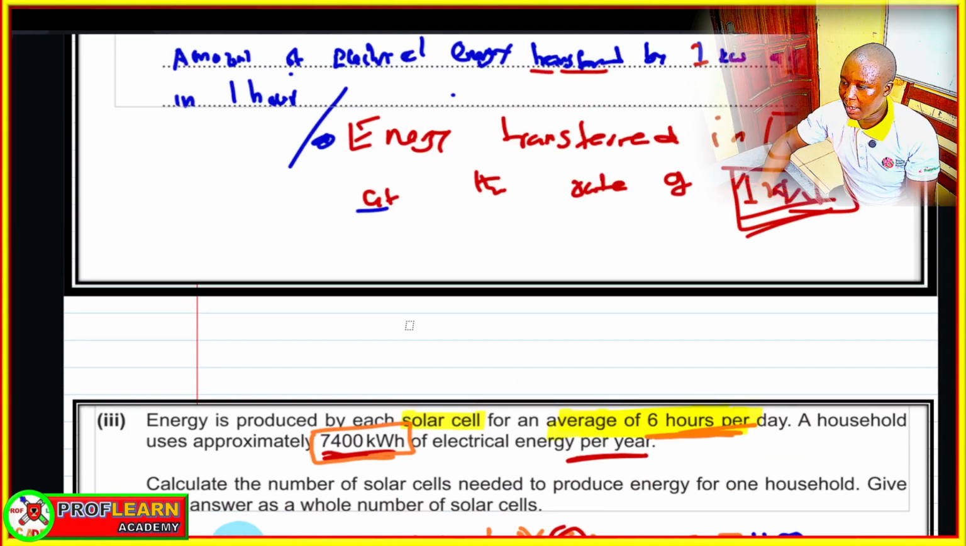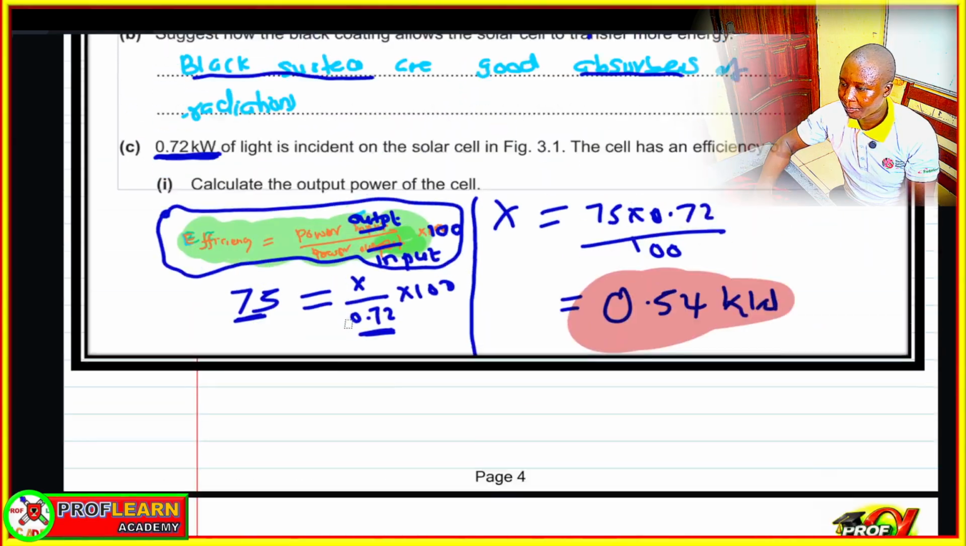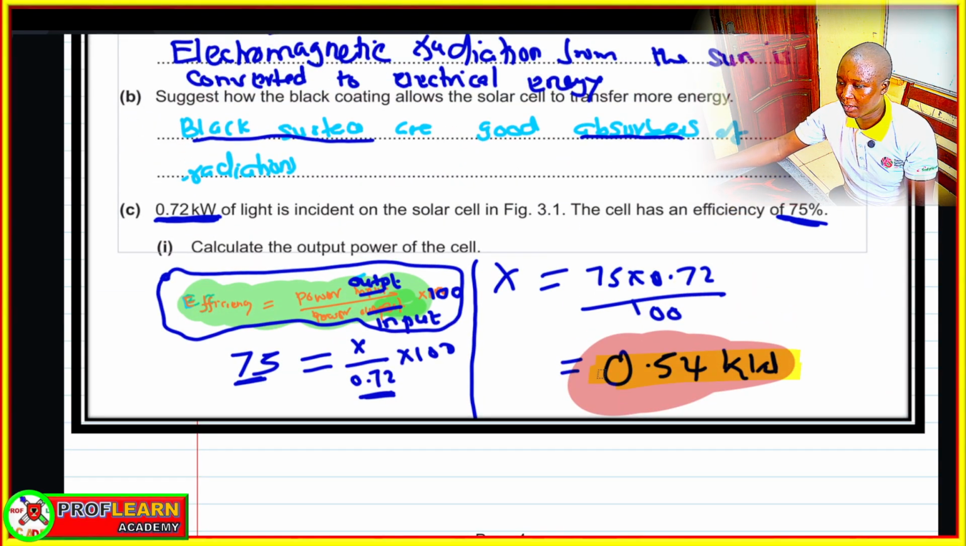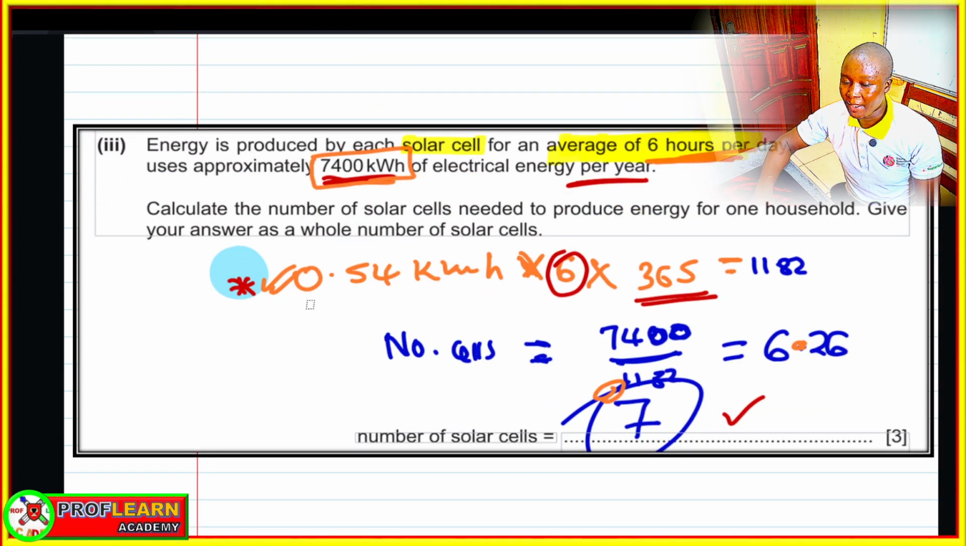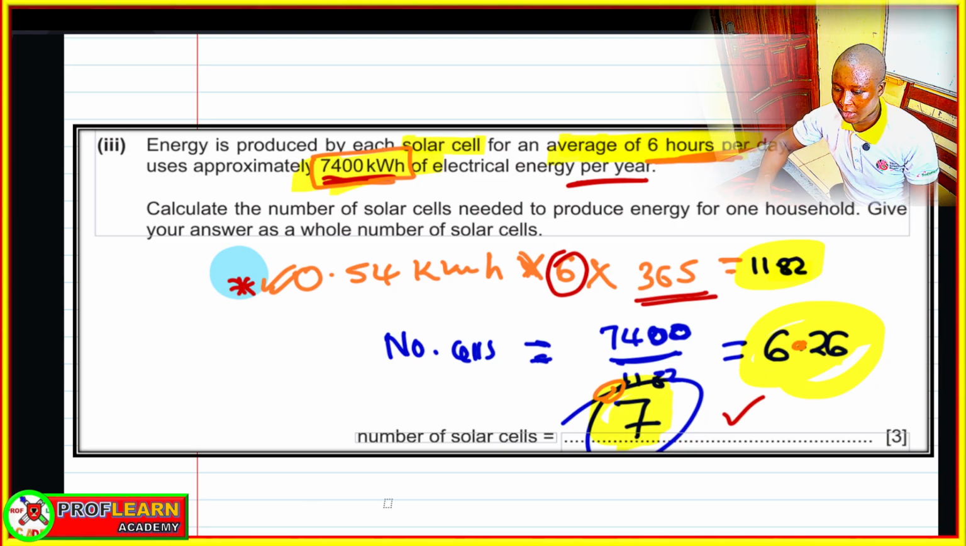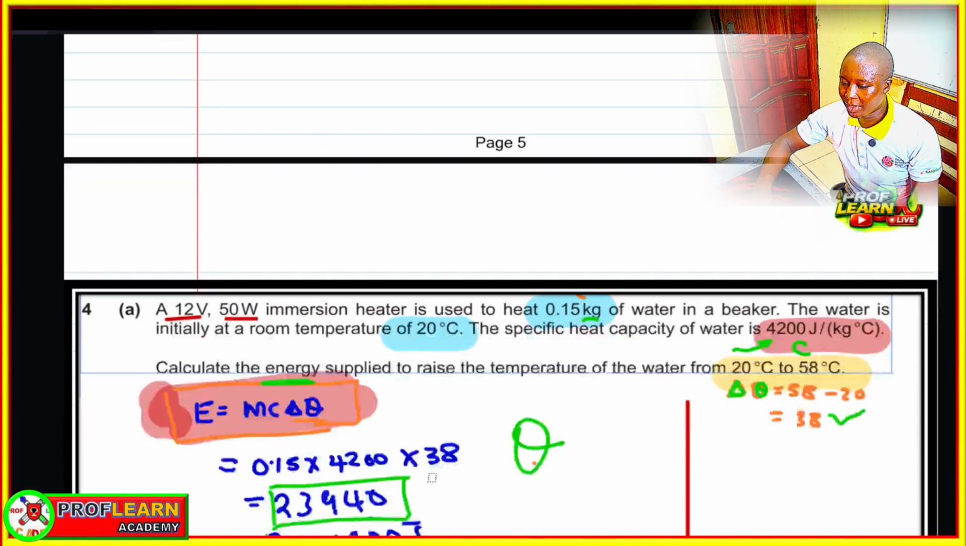From the previous question, we have worked out the output of one cell. So in 1 year it is going to produce 0.54 times 6, because it's going to work for 6 hours, times 365 days, that is for 1 year. Then you are going to get 1182. Then you take that 1182, divide by the value that we have at that given point, and that is going to give 6.26, which is approximately 7 solar cells that will be able to serve the household. So basically that's what you are supposed to do there.